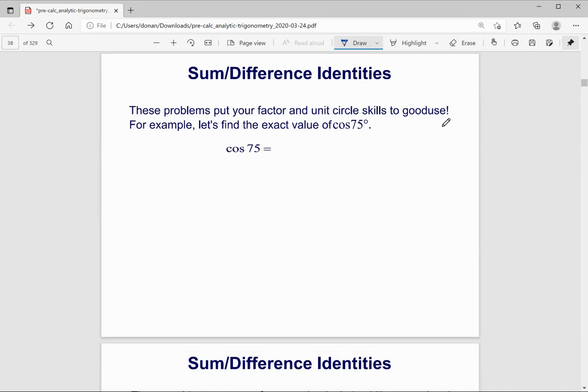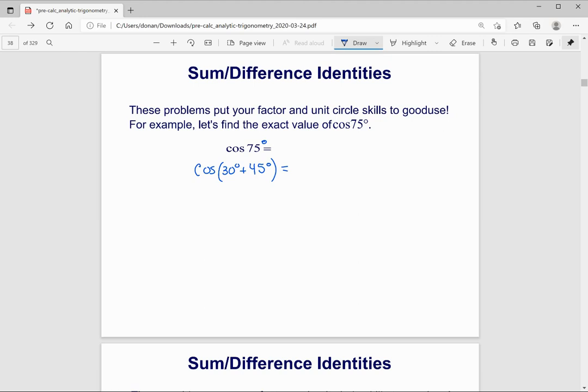So we will be looking for cosine of 75 degrees. And so we're going to break this up into cosine of two angles that we know. So we're always looking for two that we know. Okay, sometimes there's more than one option for the two that you know, like 90 could be 30 plus 60 or 45 plus 45.